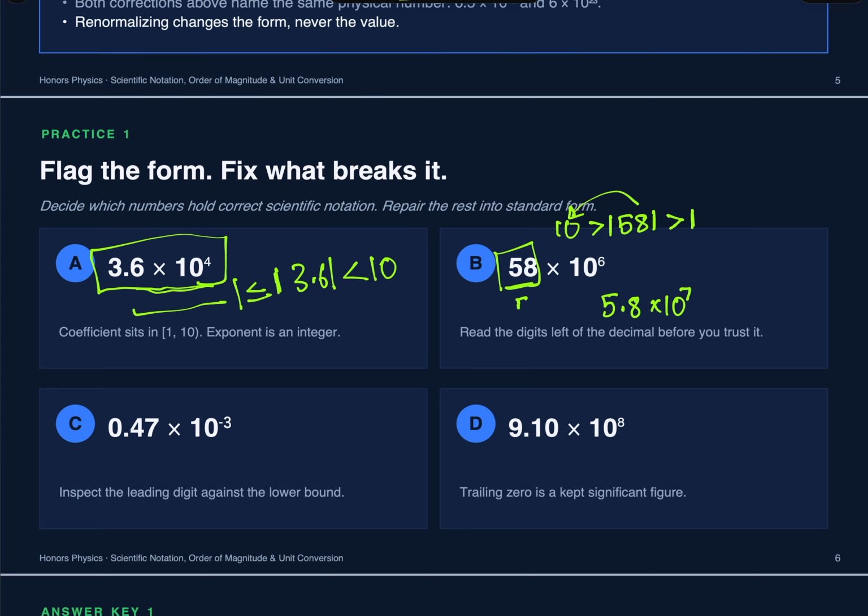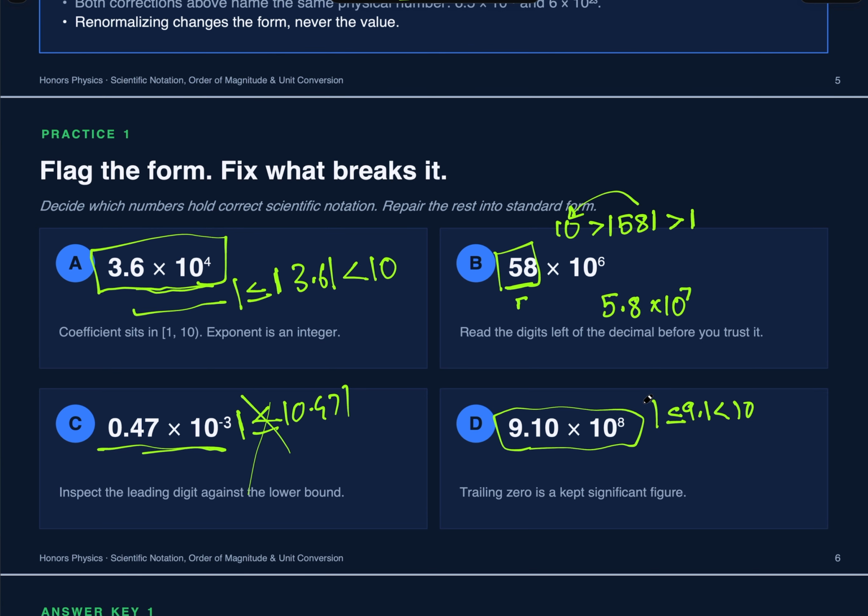Now let me go over how we convert them. But I'm going to go over that in a few more seconds. Just look at these and, for right now, just identify whether each is scientific notation. This one, it isn't, because 0.47 is not greater than 1. Here, 9.1 is less than 10, and it is greater than or equal to 1. So I would keep it.